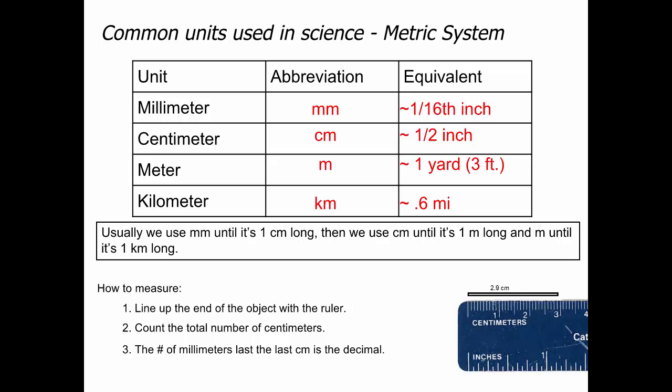So you align your object to 0, you see how many centimeters it is. This one is more than 1, more than 2, but not quite at the 3 centimeter mark. So it's going to be 2 point something centimeters. And in this case, it goes 1, 2, 3, 4, 5, 6, 7, 8, 9, 2.9 centimeters. Okay. Does that make sense?